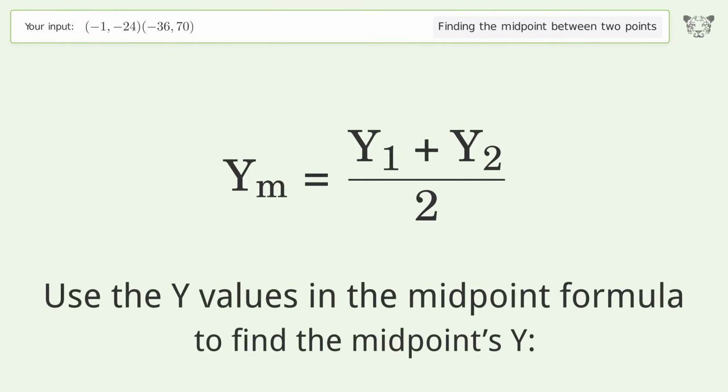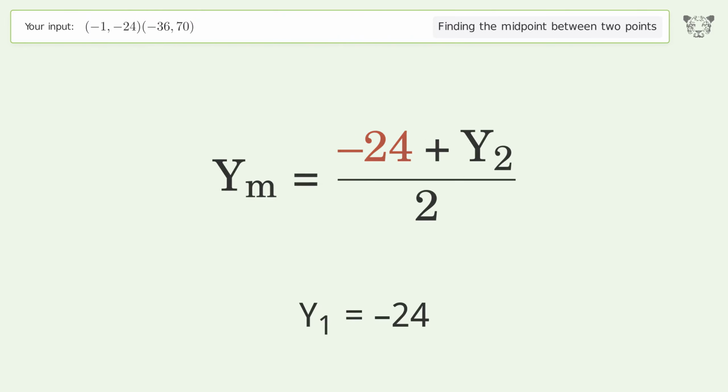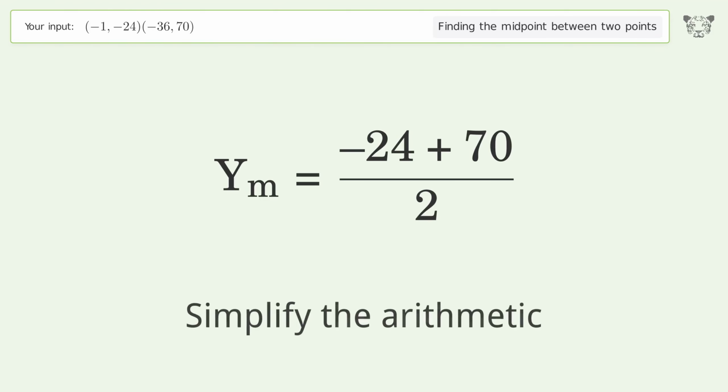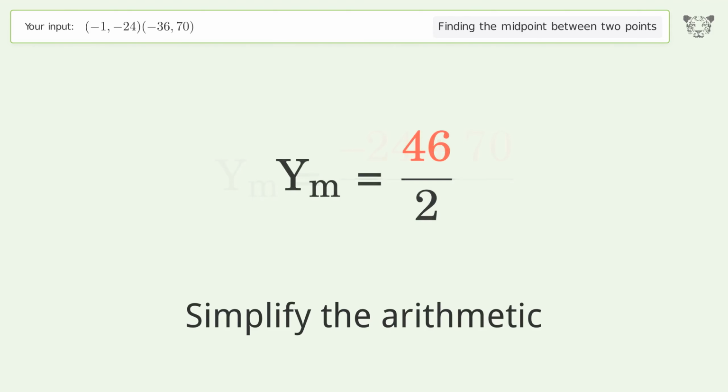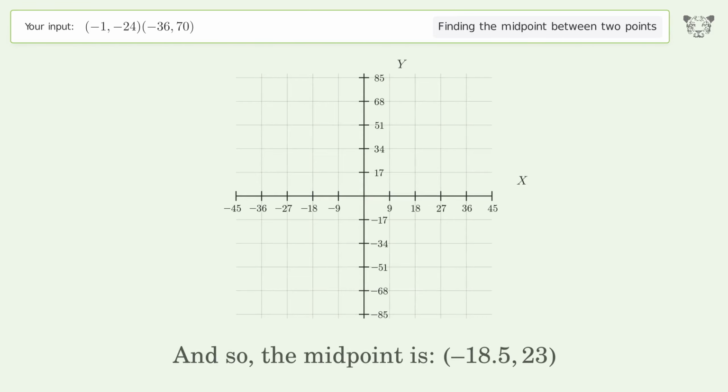Use the y values in the midpoint formula to find the midpoint's y. y1 equals negative 24. y2 equals 70. Simplify the arithmetic. And so, the midpoint is negative 18.5, 23.